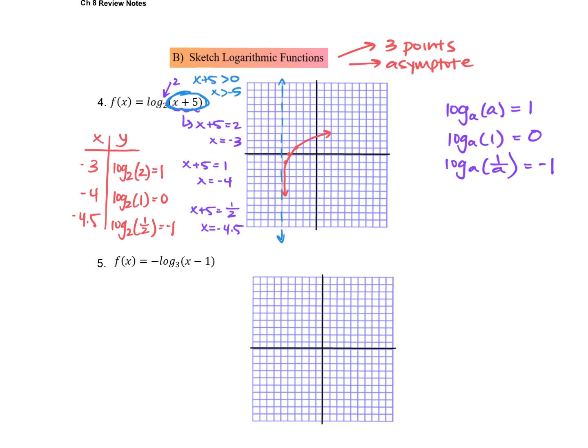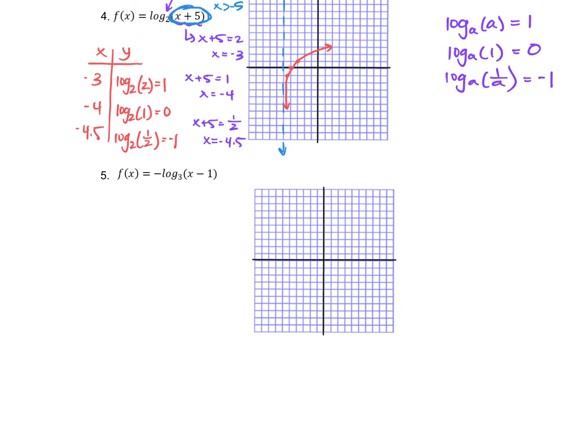I'm going to walk through the same process in the second one, number 5, keeping in mind now that I'm changing my values. My base is no longer 2, my base is going to be 3, and also knowing that I'm going to have a different asymptote. So starting with the points that I want to use, I would like this argument x minus 1 to be equal to the base, so I'm going to pick an x value of 4.